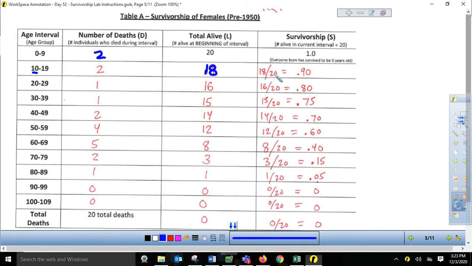So 18 out of 20 made it to the age of 10, and so the survivorship is 0.9, which percentage-wise, you can multiply it by 100, it'll be 90%. From here, I need to figure out how many females died between age of 10 and 19.